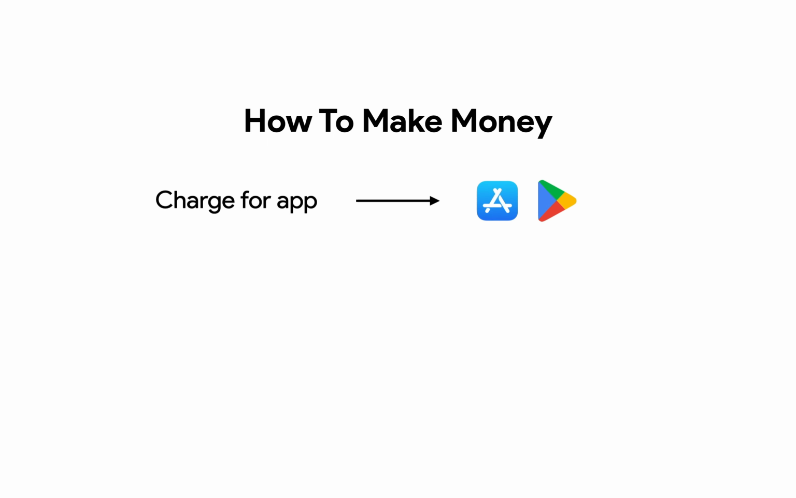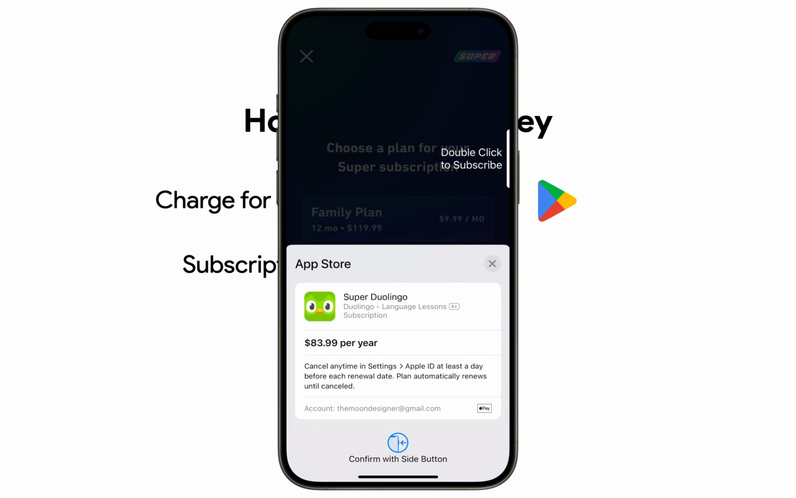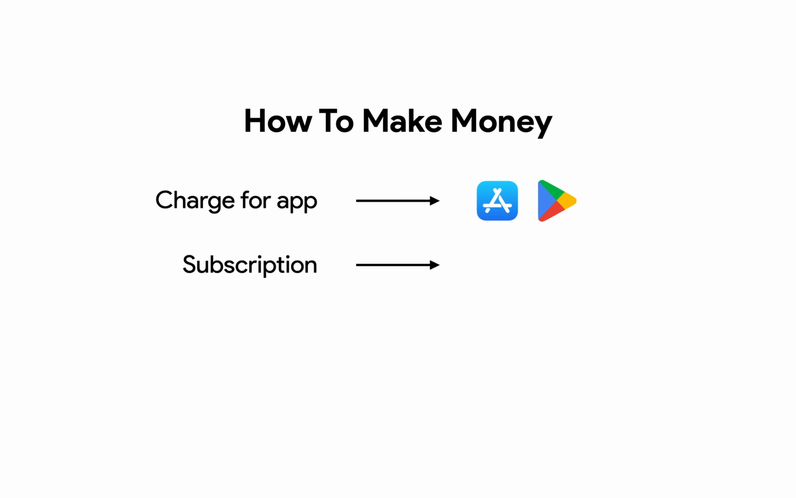The second way is to charge for a subscription. You've seen those, they look like this. This is where the user will be billed on some sort of interval, like monthly or yearly, for your app. Now, the App Store and Play Store each have their own APIs for setting up subscriptions, but FlutterFlow has a native integration with RevenueCat. This allows you to set up subscriptions for both the App Store and Play Store in one central location.